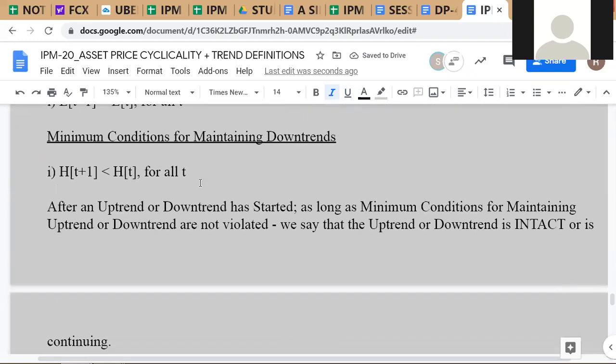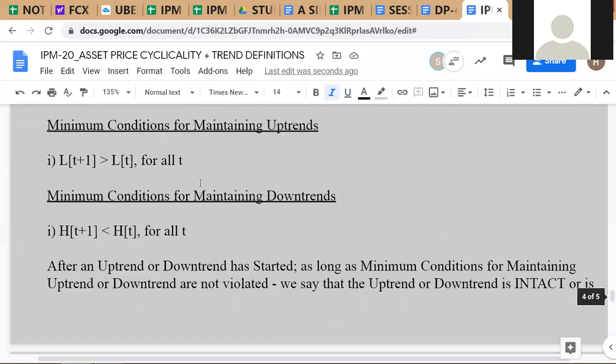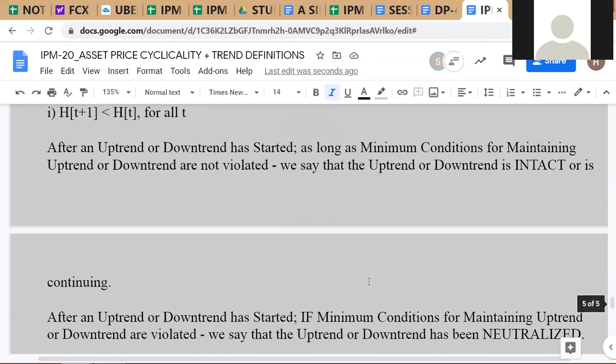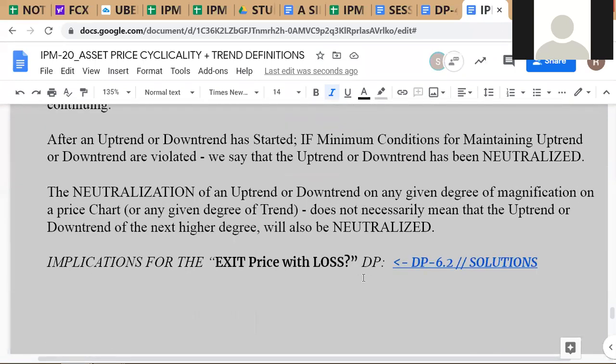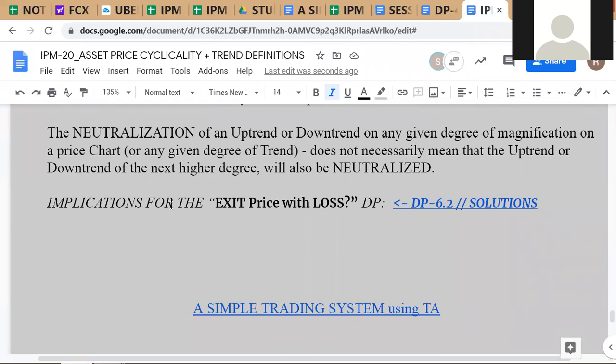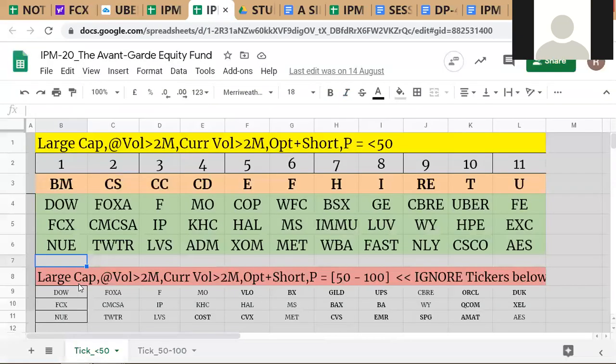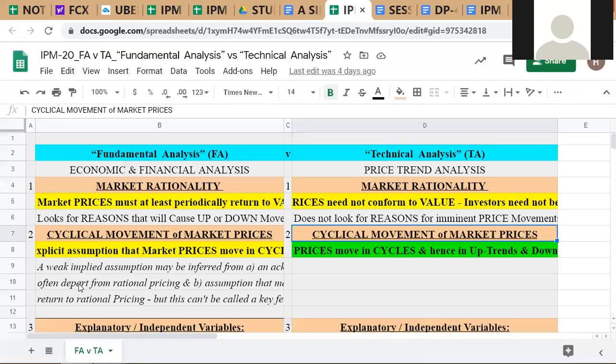Okay, so we come to this now, the maintenance conditions. How can we connect maintenance conditions to the exit price with loss, the DP solution to this? Now these are all technical discussions. So obviously you have to understand that when we go back to our TA, we are actually inside this discussion.